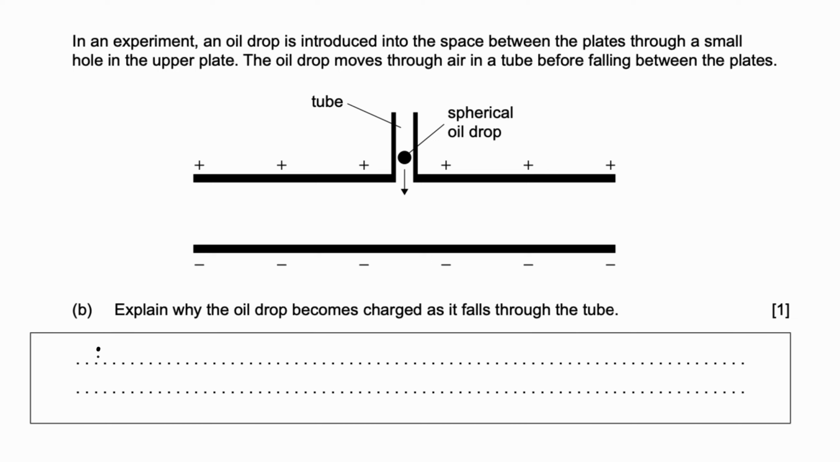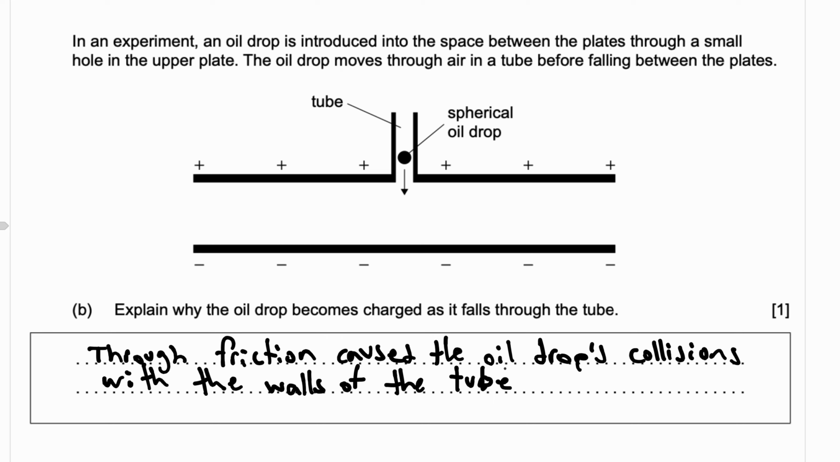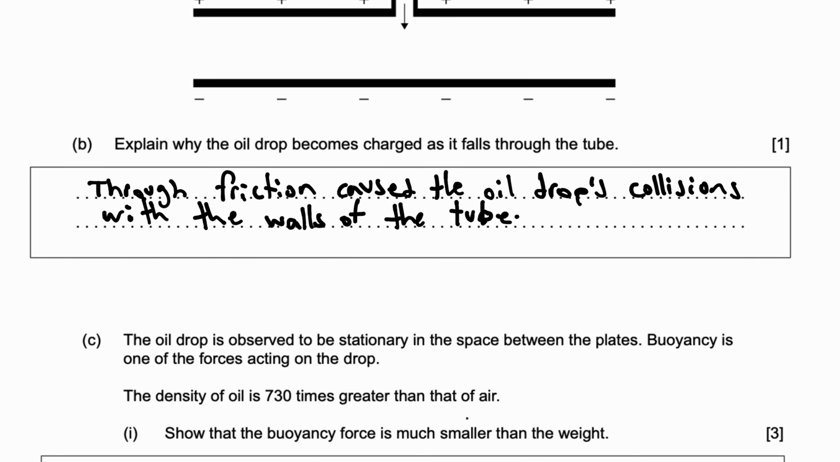So we can say through friction caused by the oil drop's collisions with the walls of the tube. Because as you know, when you drop something, it's going to collide with the walls and create some friction, and this friction leads to a charge on the oil drop. Okay, that's this one marker done.